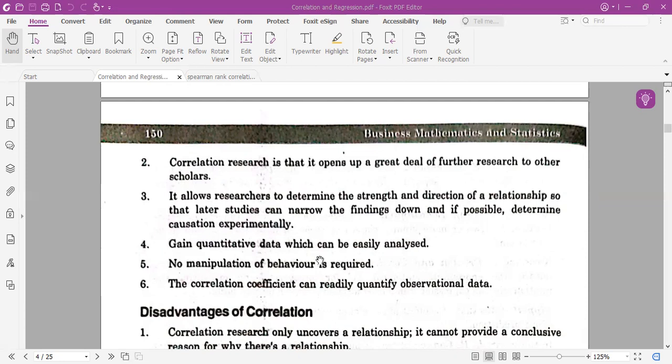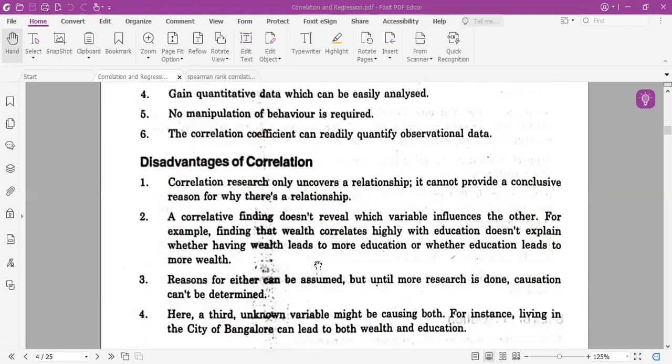So the main disadvantages of correlation is, in correlation we're going to deal only with quantitative data, so qualitative data cannot be used. And the other thing is, with correlation, researchers only uncover a relationship, it cannot provide a conclusive reason for why there is a relationship. So that means it's going to tell you there is a relationship between X and Y, but why this X and Y relationship is being created or existing, it's very difficult to tell actually.